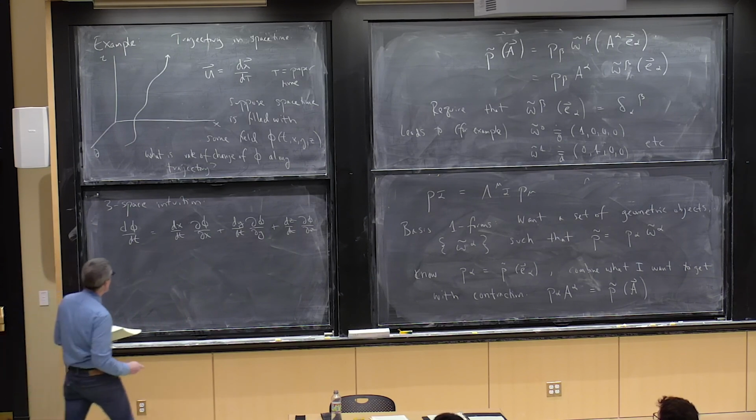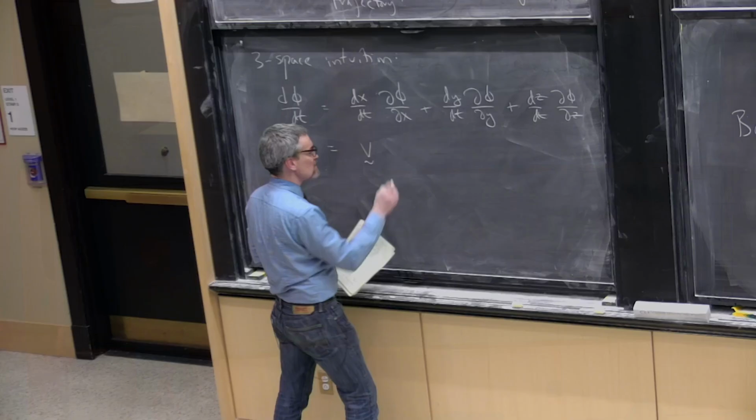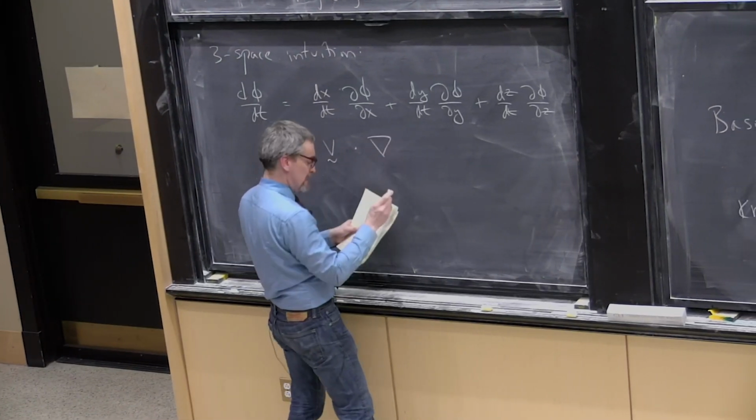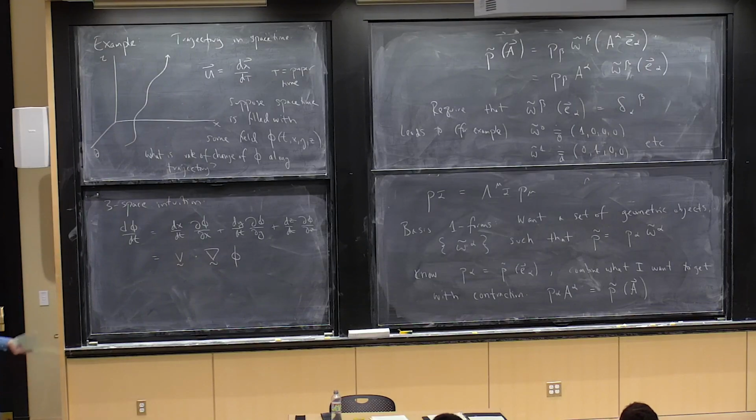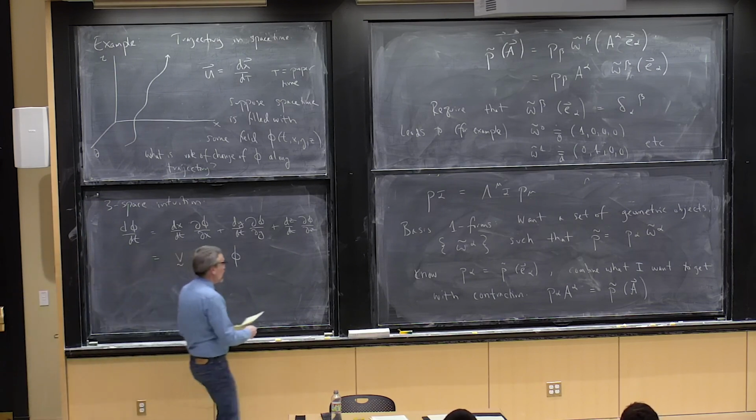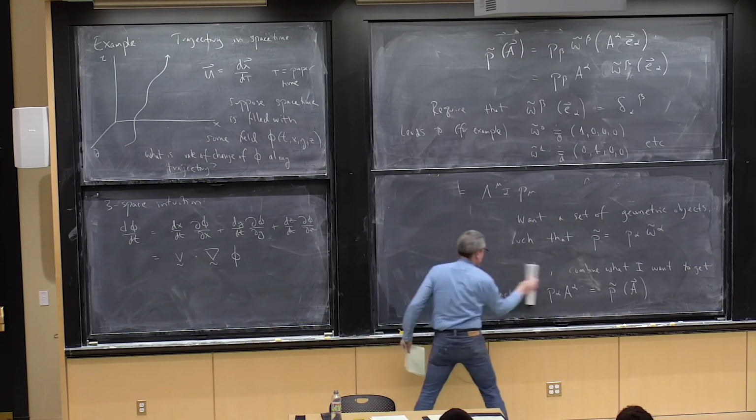Okay, so you get this, and then you say, this is nothing more than that particle's velocity dotted into the gradient of the field phi. Okay, it's a directional derivative along the velocity of this trajectory. So generalizing this to space-time, you basically have the same thing going on.